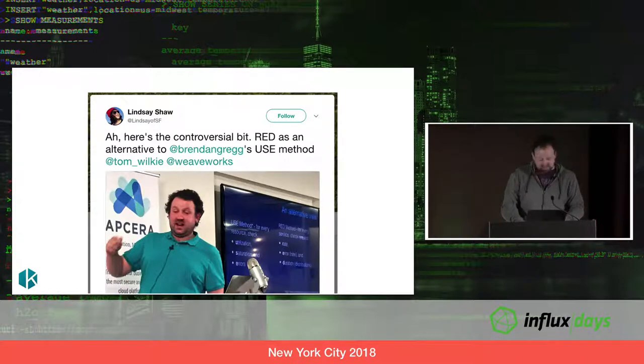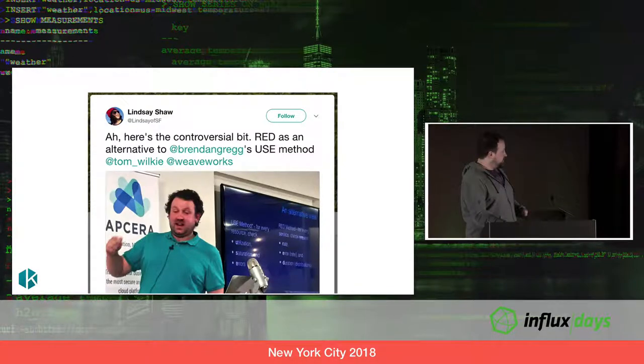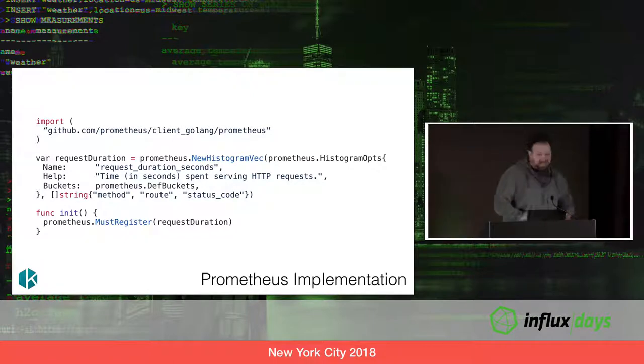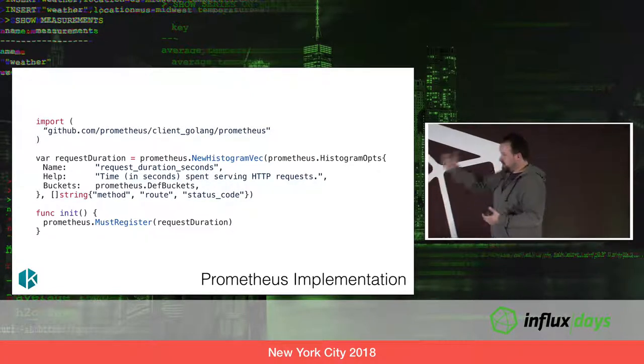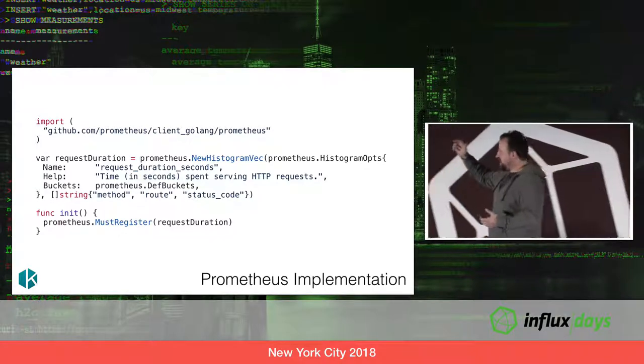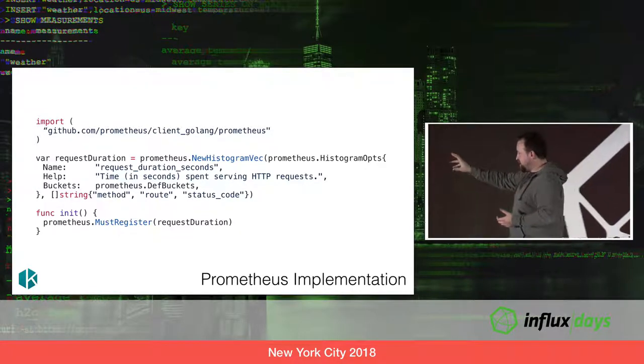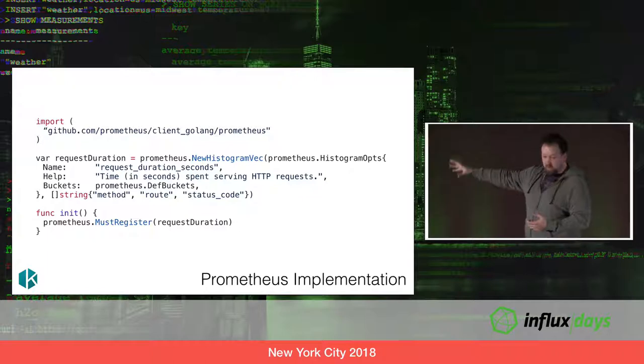So how do you do the RED method in Prometheus and Go? Luckily, it fits on almost one slide. I think this is similar with Influx. You have to pre-declare the metric. So here we're saying, import the Prometheus client library, declare a metric we're calling request duration seconds, and we're giving it the default buckets, and I'll explain that in a minute.